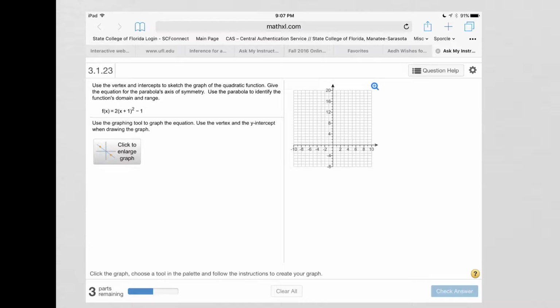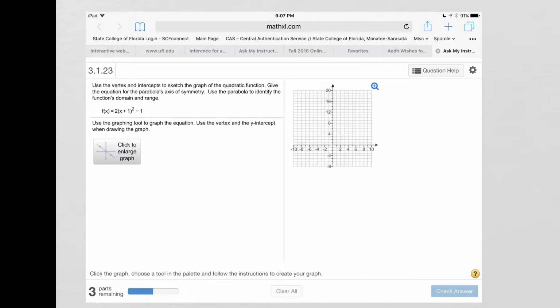In this problem, we need to use the vertex and intercepts to sketch the graph of the quadratic function. And to be honest, I don't know that this is 100% correct. We'll be using the vertex. I don't think we do use the intercepts, but what we're going to do is access the graphing tool by clicking on the magnifying icon over here.